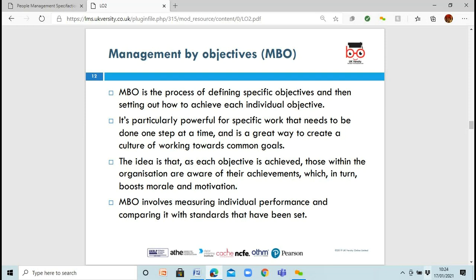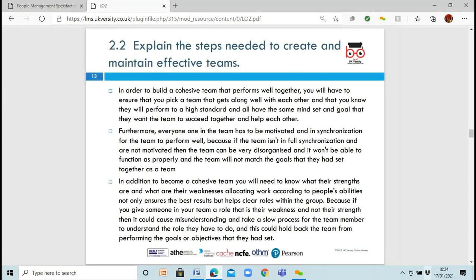So we're going to go on to assessment criteria 2.2, and that is, explain the steps needed to create and maintain effective teams. To build a cohesive team, you need to pick a team that actually gets along with each other, so that they've got some sort of mindset and goals, a common achievement that they can work together with. Everybody needs to be motivated. They also need to be synchronized. If they're not synchronized, they can be disorganized and the team might not function well.